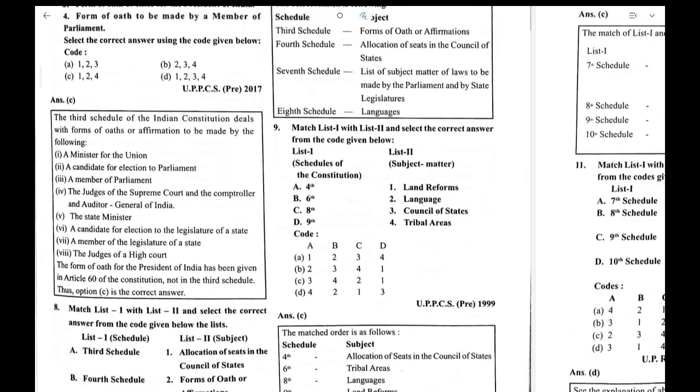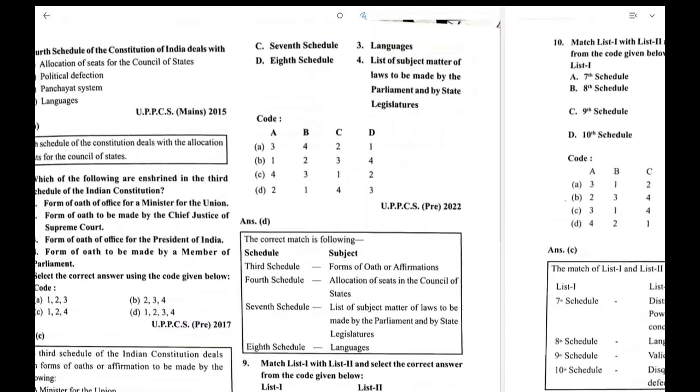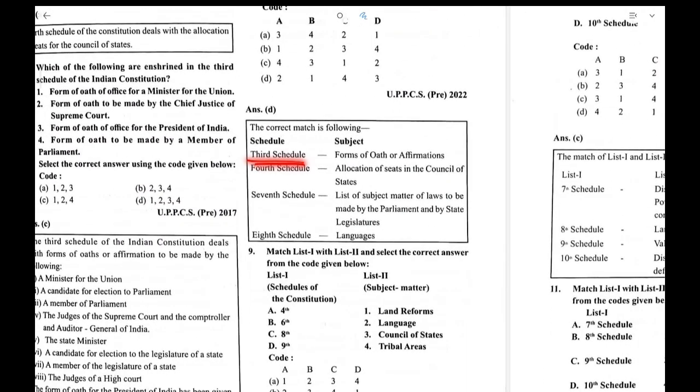ठीक है, this is here mentioned. President की oath is given in article 360 of the constitution and not in third schedule. Now third schedule हमसे पूछा है, provides for oath and affirmation. Fourth schedule, allocation of seats in council of state. Seventh schedule provides for the different list.